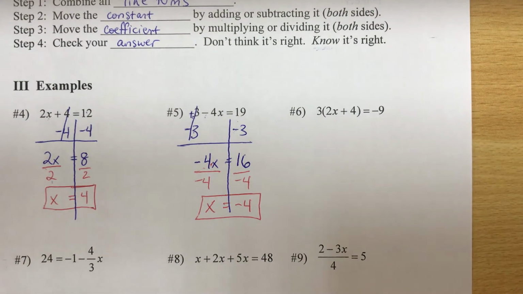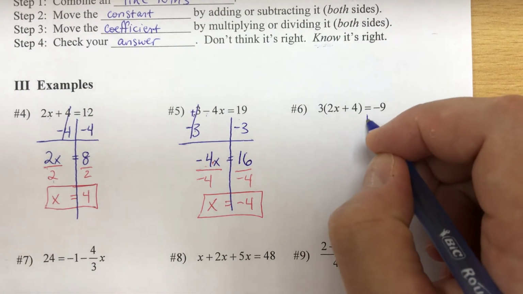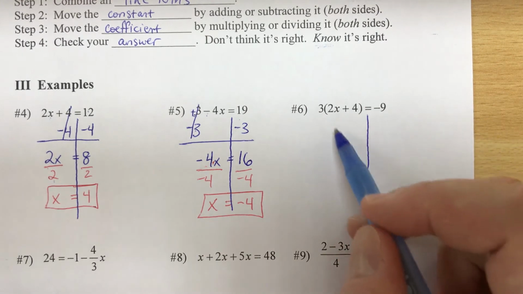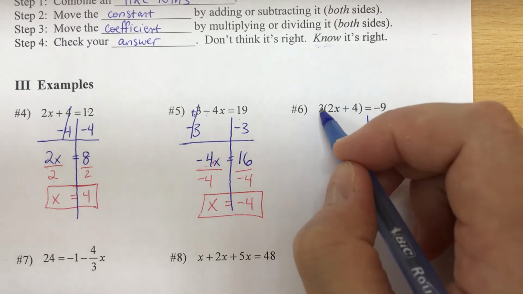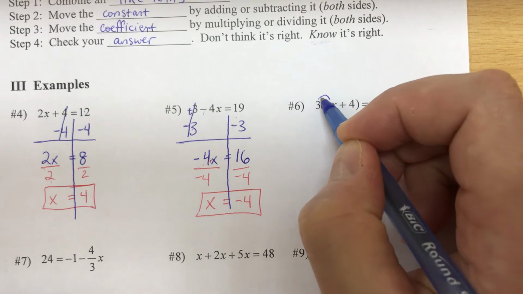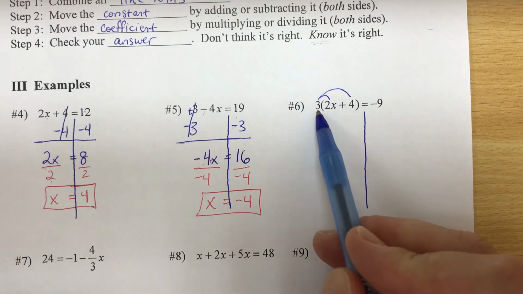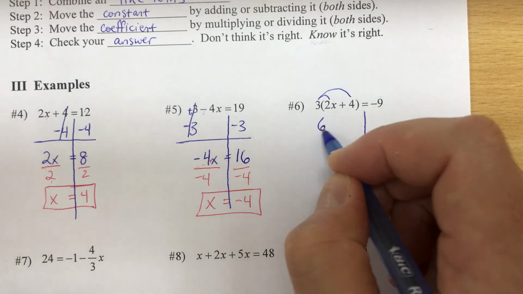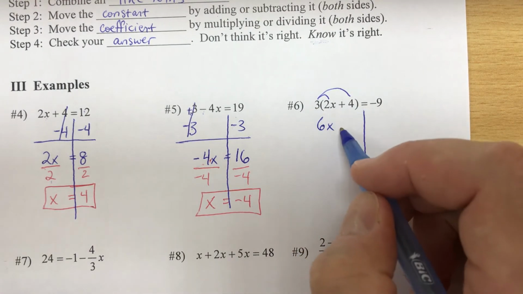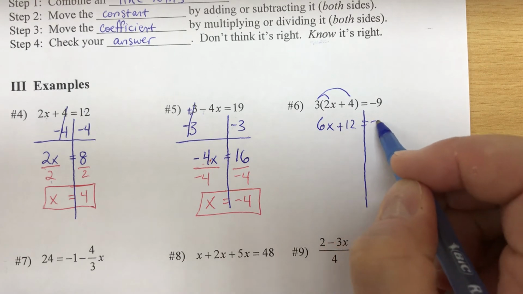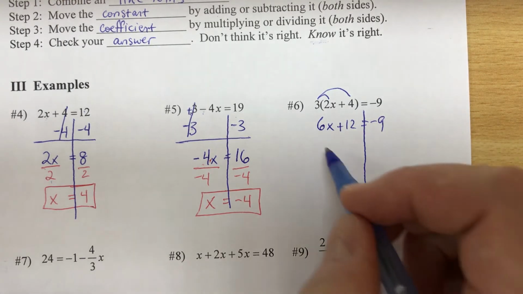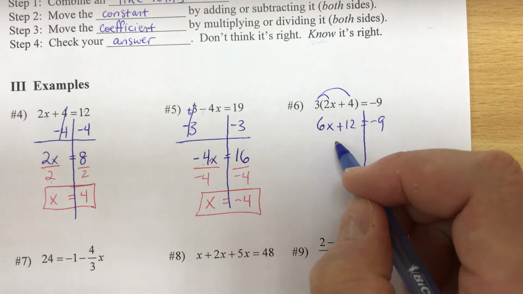So we're good. Number 6, now before we start moving things, we have to take care of distributing. Okay, this 3 is next to parentheses. That is going to distribute. So 3 times 2x, 6x. 3 times 4 is positive 12. And now we'll move the constant, positive 12, we'll subtract it.